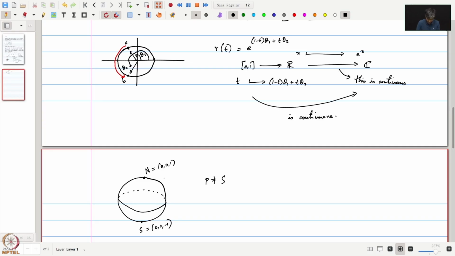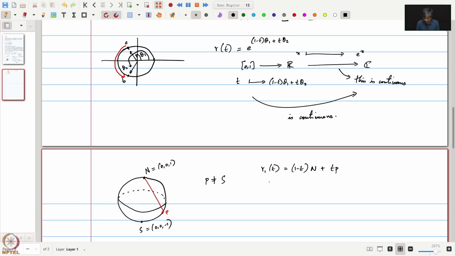is we can take this point P and join it by a straight line. So first we consider this path gamma 1 of t, that is equal to (1 minus t) times N plus t times P. But now the straight line is not going to lie on the sphere, so P is not equal to S, that is important.